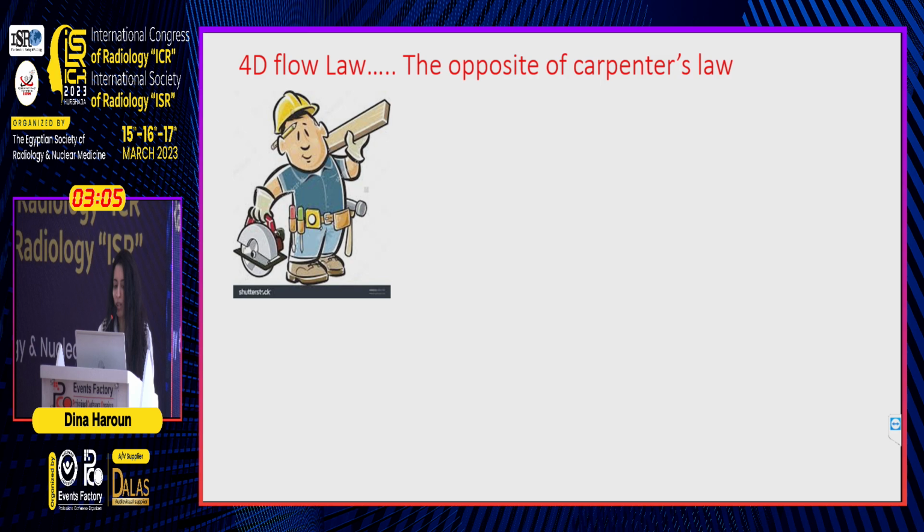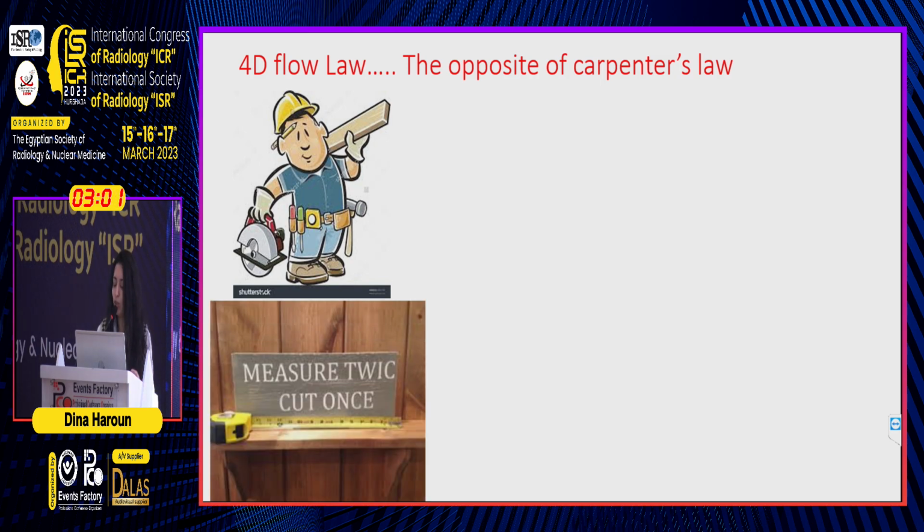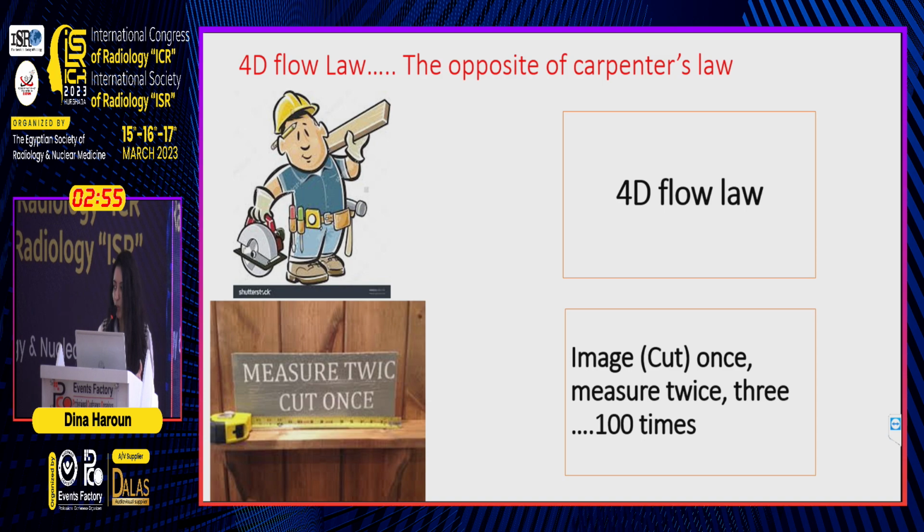It's opposite to the Carpenter's law. What is the meaning of the Carpenter's law? The Carpenter measured twice and cut once. In the case of 4D flow, we measure, or cut, once and measure twice, three times, and up to 100 times. This is the major difference between the 2D flow and the 4D flow.